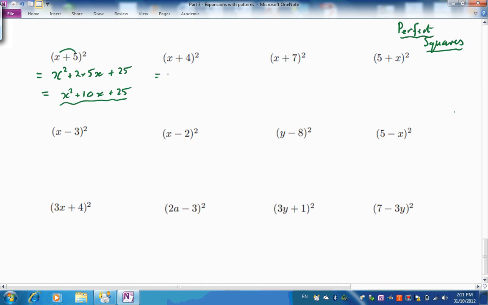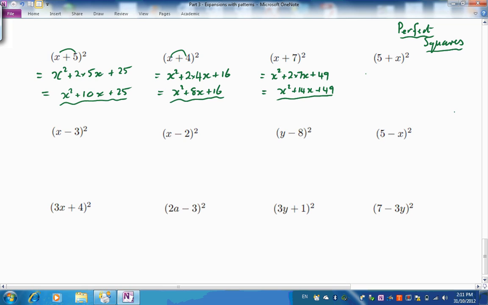And the next one now, first term squared plus 2 times the product of these two, x times 4, we usually put the number in front, 4x, plus second term squared is 16. So this is x squared plus 8x plus 16. What about the next one? Can we see the pattern? First term squared plus 2 times the product of 7 and x, and second term squared, 49. So it's x squared plus 14x plus 49.